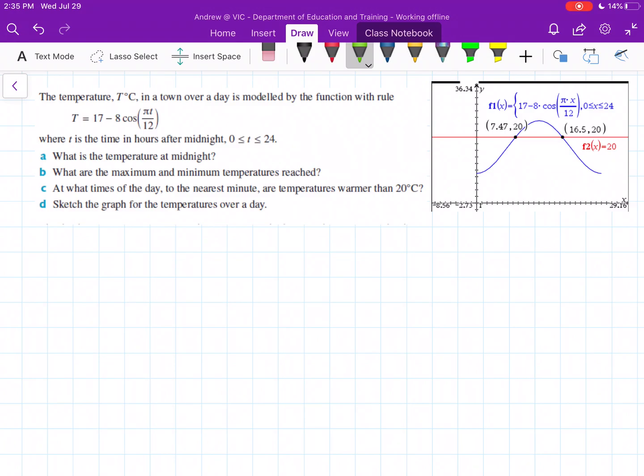G'day, so in this video we are going to be looking at an application question within trigonometric equations or circular functions. So we'll just get into how we break these down and some key things that we need to look at.